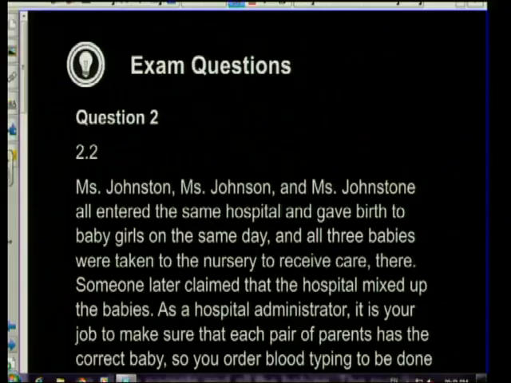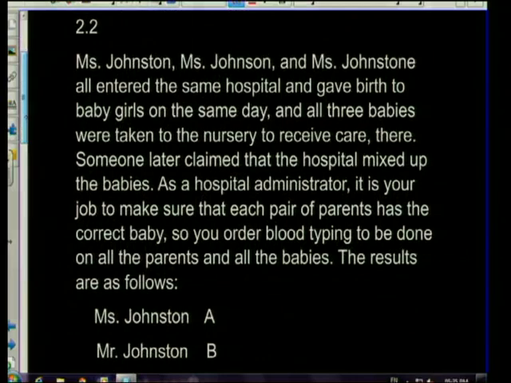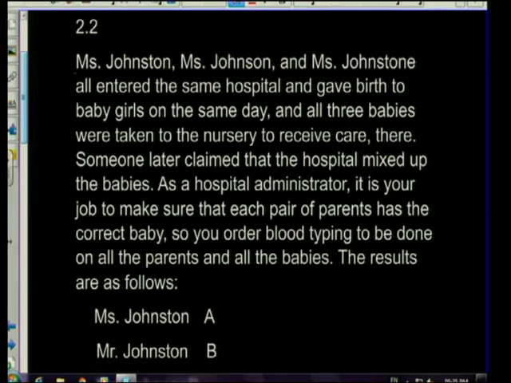So this is a sample question on incomplete dominance. Now we move one step further. And this is a little bit complicated, so we need to be sharp when we're working here. What do they say? They say Mrs. Johnston and Mrs. Johnson, and, sorry, Miss Johnston and Miss Johnson and Miss Johnstone. Look how close those surnames are.